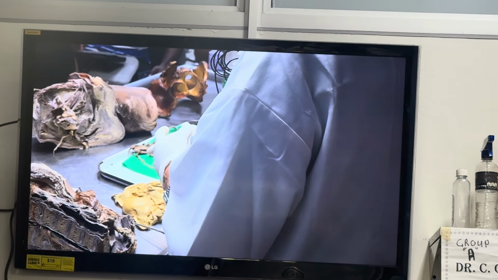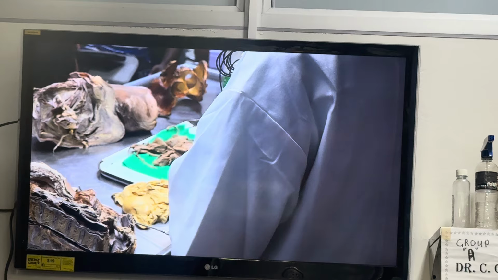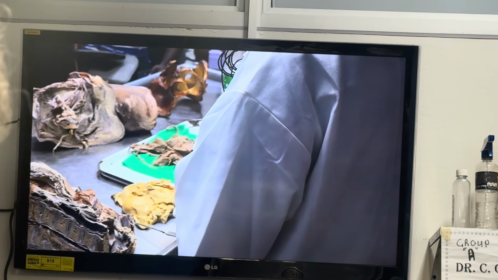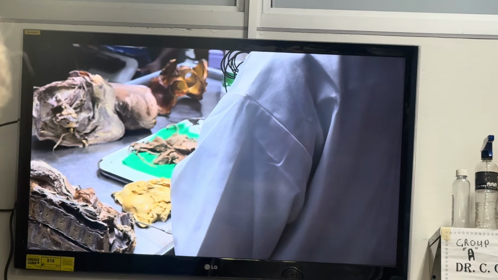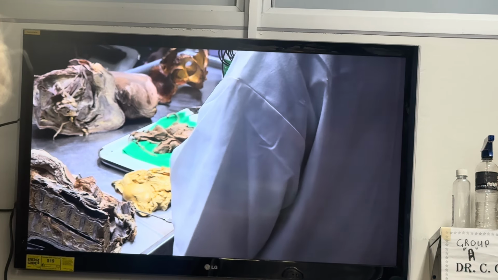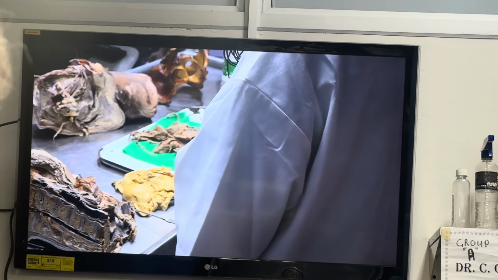So the pain from the body of the uterus and that of the cervix is going to be transmitted through what? What did Dr. Francis say? I think it's important for you to understand.